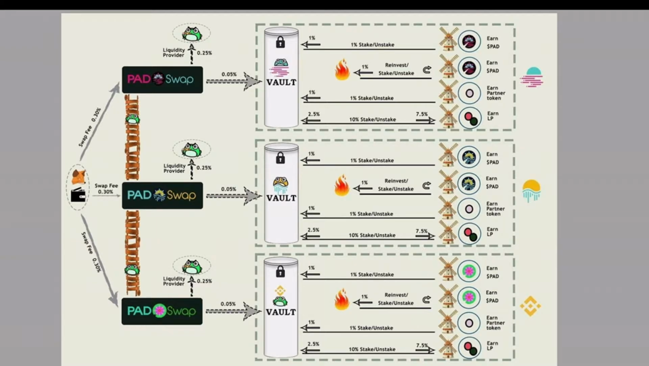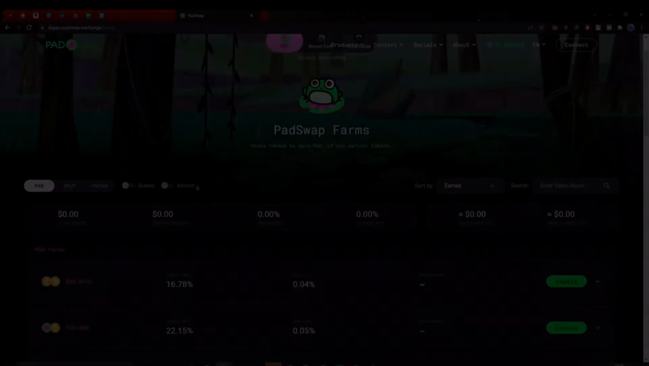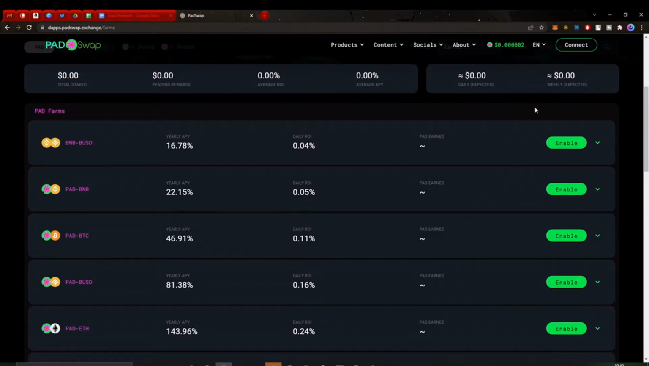So what else can we see here? Well, we can see on the top right where we've got the earn pad. For every interaction, such as staking or unstaking in the yield farming, we can see 1% to stake and 1% to unstake. So right there would be 2% if the user was to stake and unstake within a short period of time.